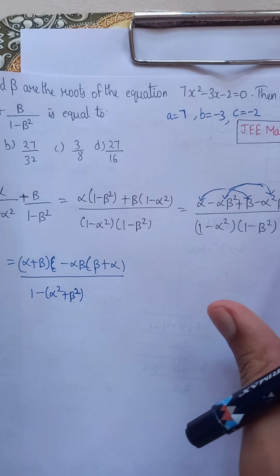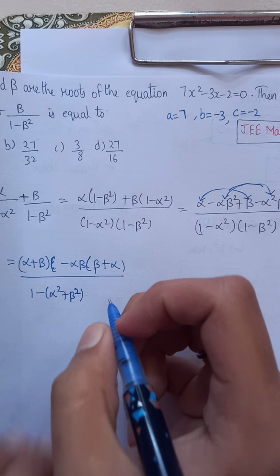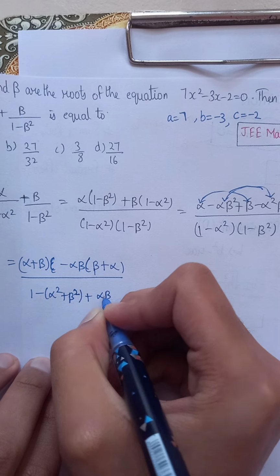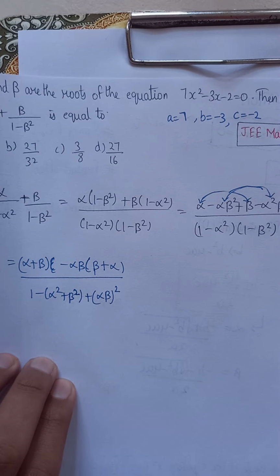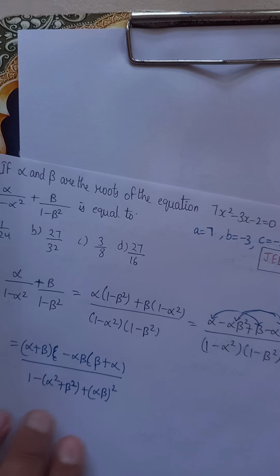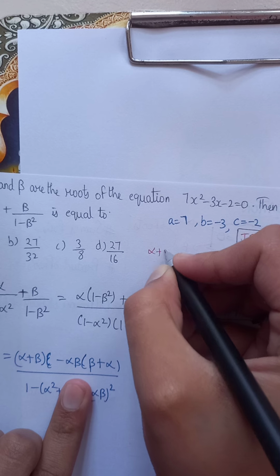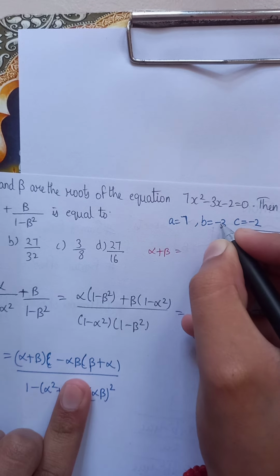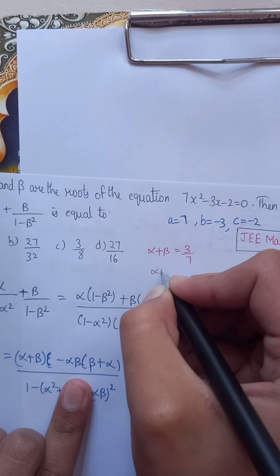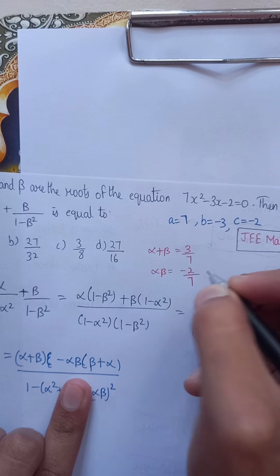If you want to go more step by step, then you can solve it by yourself. These are the simple ones. So now minus into minus plus, so plus alpha beta whole square. Since we've got the values right now, let's calculate what is alpha plus beta. Alpha plus beta is minus b by a, minus of minus 3 by 7, plus 3 by 7. Alpha into beta, c by a, minus 2 by 7.